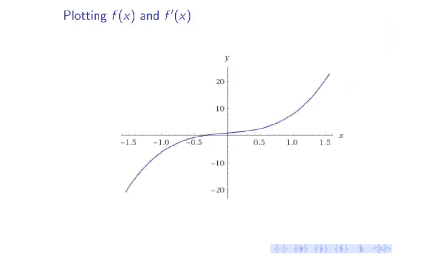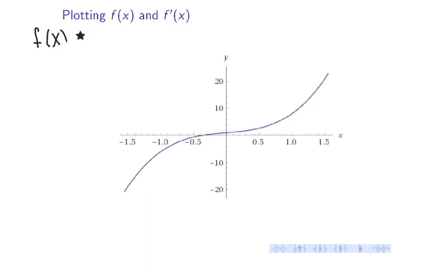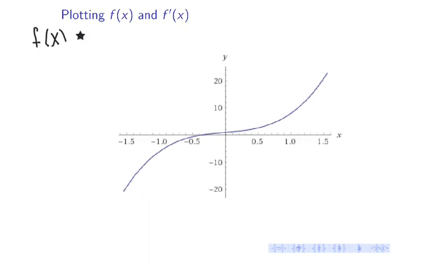Let's go back to our plot for the function that we were looking at. Remember, it's f of x is equal to, why is there a star there? I don't know. Can I erase it? Whatever, let's keep moving. Ignore the star for just a moment.